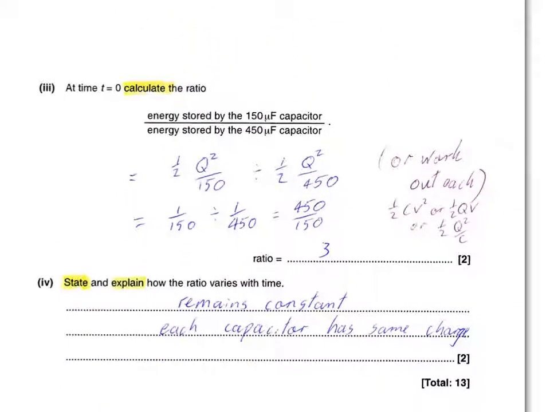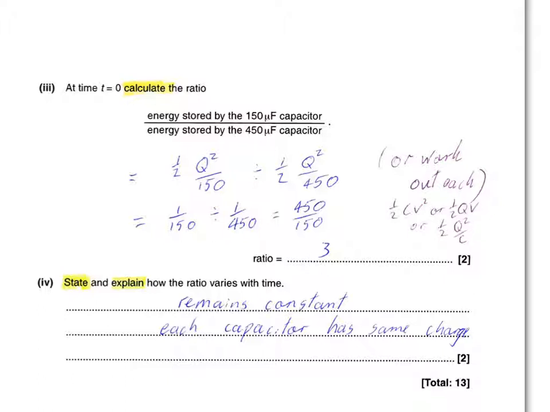We're then asked to calculate the ratio of the energy stored in the 150 microfarad capacitor to the energy stored in the 450 at time equals 0. Now it works out that it's by far the easiest thing to use half Q squared upon C on this one, because if I'm doing half Q squared upon C divided by half Q squared upon C, obviously my halves cancel, and the point is again that each capacitor's got the same charge, so those cancel off, so I end up with 1 over 150 divided by 1 over 450. That is 450 over 150. It's a ratio of 3.